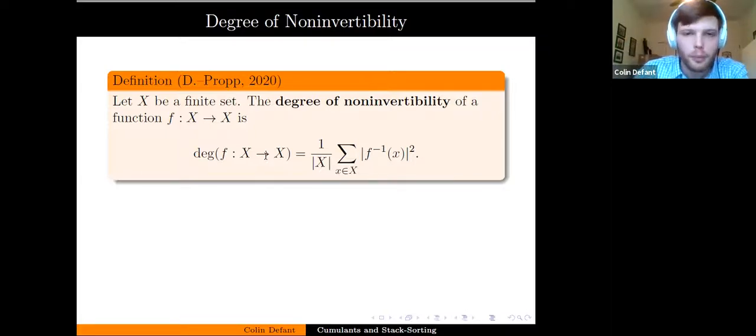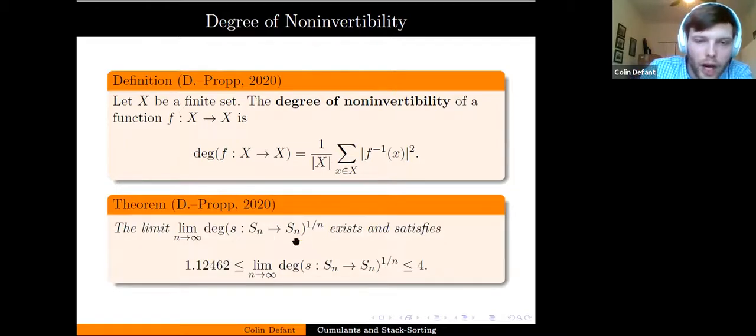So we'd like to know, well, what is the degree of non-invertibility of the stack-sorting map? We don't really know what it is. We know it grows exponentially, which is something. That's not really clear at all from the definition. But here we've taken the degree of non-invertibility to the power of 1 over n. We look at this limit. We've shown that it exists, which is not obvious either. And it's somewhere between 1.12 and 4.